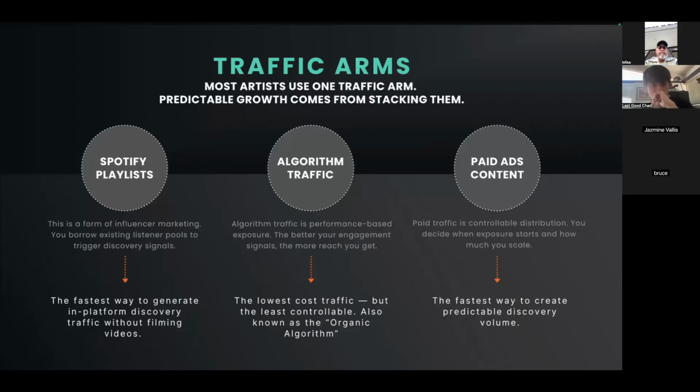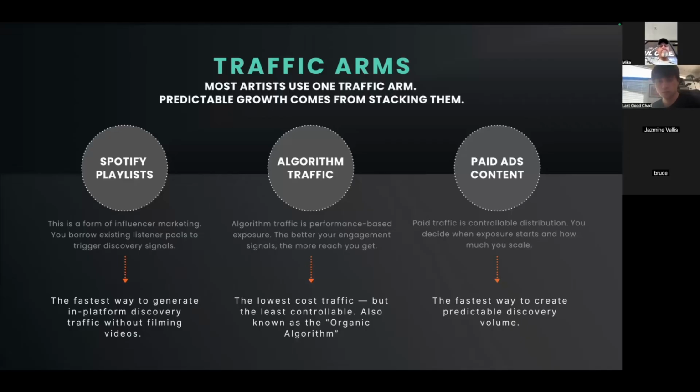First is Spotify playlists. This is a form of influencer marketing where you borrow an existing listener pool to trigger discovery signals on Spotify, and you can trigger the algorithm and stuff like that. This is definitely the fastest way to generate in-platform discovery, especially without filming videos. So this is where a lot of artists start because you don't have to get on camera.